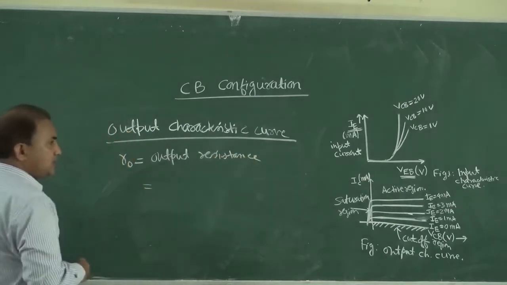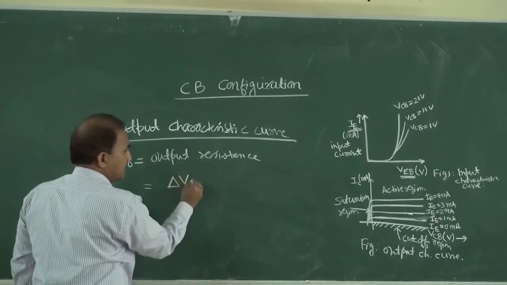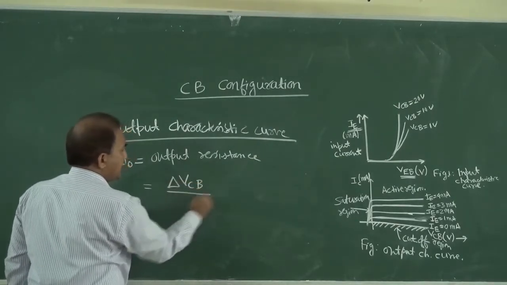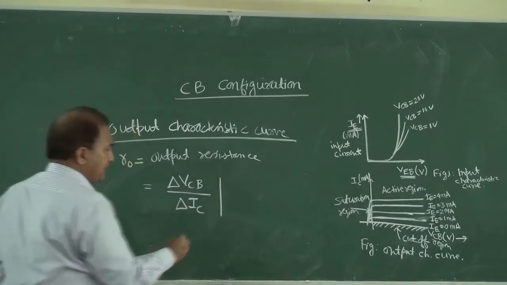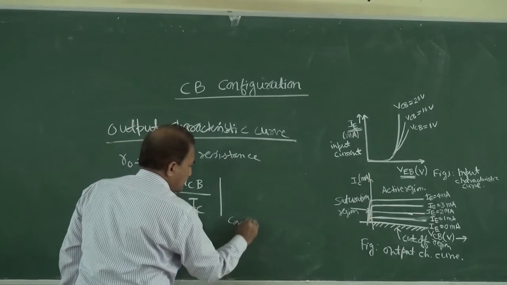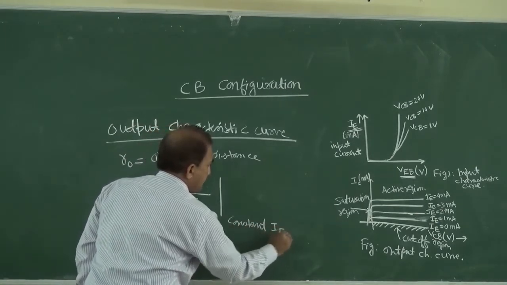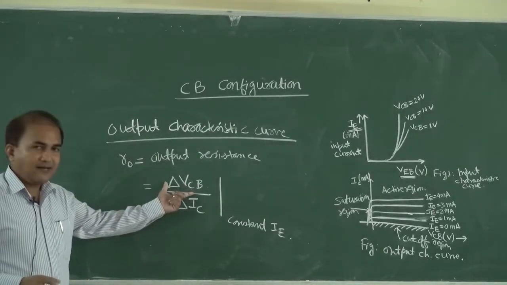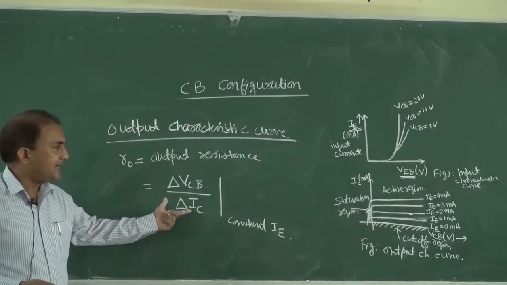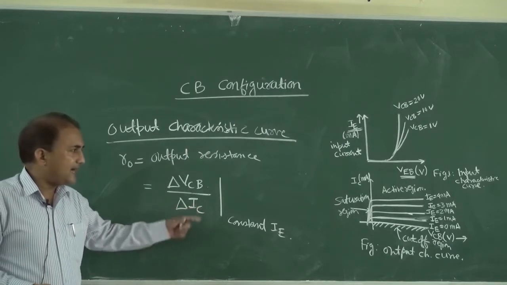So it is equal to del VCB divided by del IC for constant value of IE. Okay, it is del VCB divided by del IC for constant value of IE.